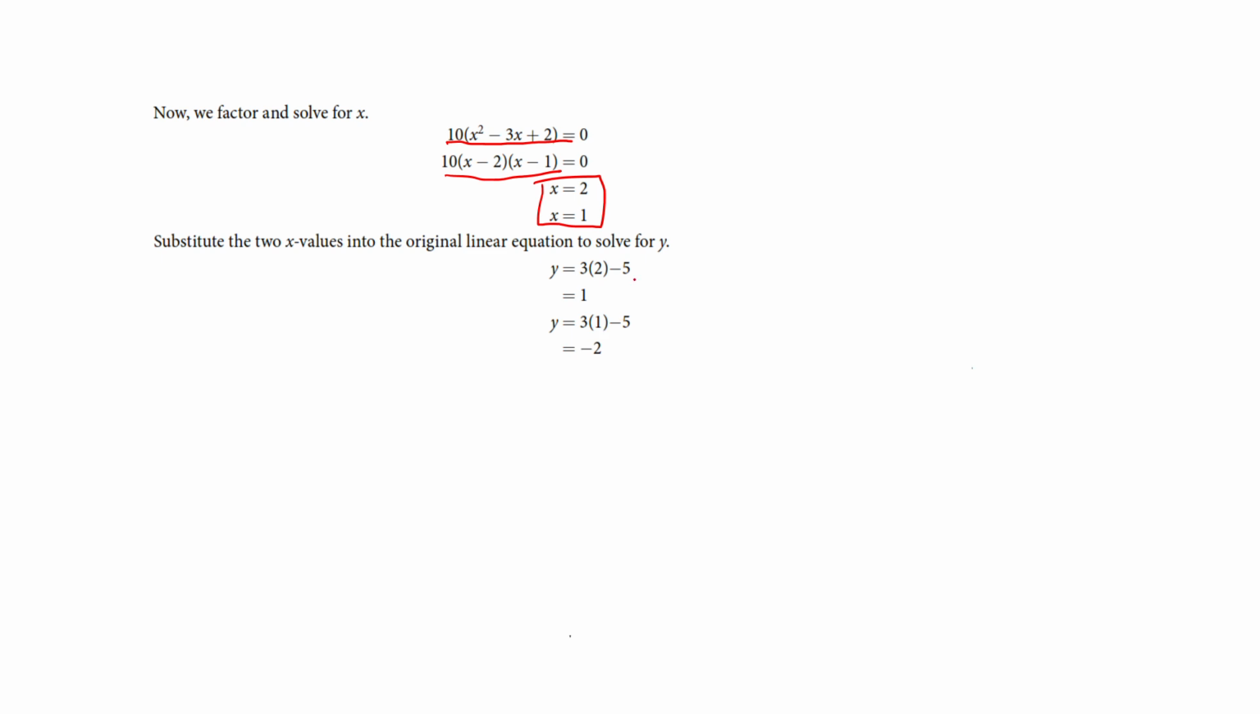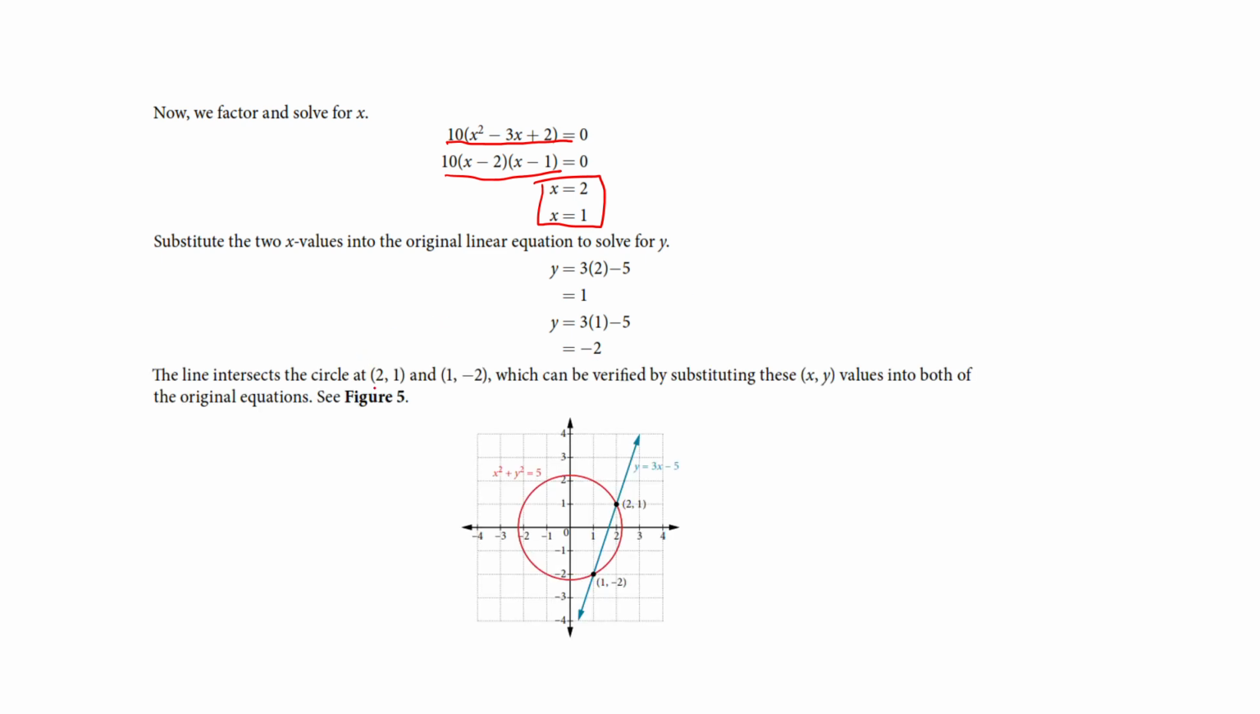Now, putting those back into the original line, we get, put a 2 in there, you get a 1. Put a 1 in there, you get a negative 2. So here's our points. And if we double check those in the original equation, we're going to find that it is true. You graph it, you can instantly see the solutions. The line crosses through the circle in those two spots.